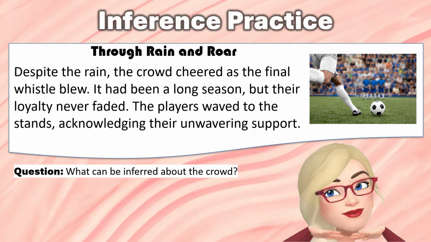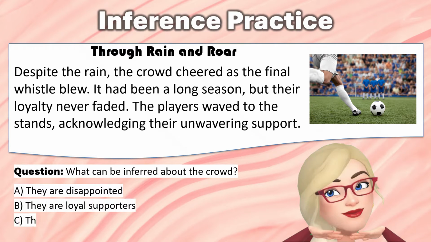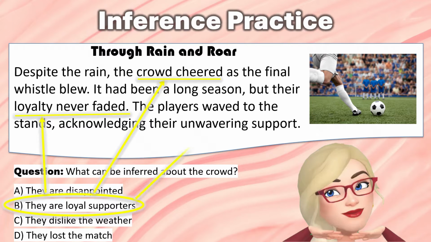Okay, so the multiple choice answers you can choose from are A, they are disappointed, B, they are loyal supporters, C, they dislike the weather, D, they lost the match. Pause the video here to pick your answer before I reveal the answer. Okay, so the most appropriate answer would be B, they are loyal supporters. And the evidence to prove this is the fact that the crowd cheered, their loyalty never faded, and they had unwavering support. How did you do?